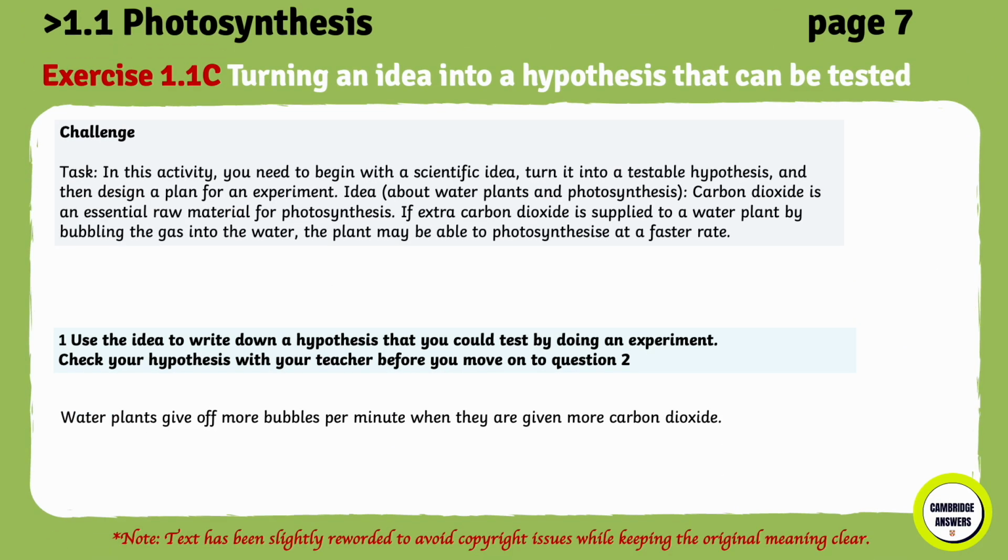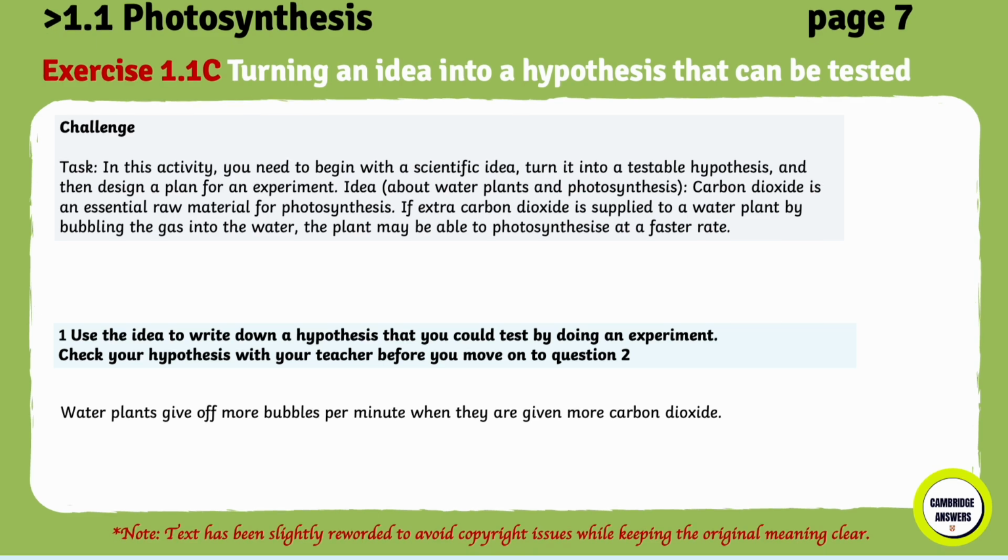Now it's time for a challenge. Exercise 1.1c, turning an idea into a hypothesis that can be tested. Here's the idea. Carbon dioxide is an essential raw material for photosynthesis. So if we supply extra carbon dioxide by bubbling the gas into the water, maybe the plant can photosynthesize faster. So how do we turn that idea into a testable hypothesis? Simple. Water plants give off more bubbles per minute when they are given more carbon dioxide. That's a hypothesis. It's clear, it's testable, and we can design an experiment to check if it's true.